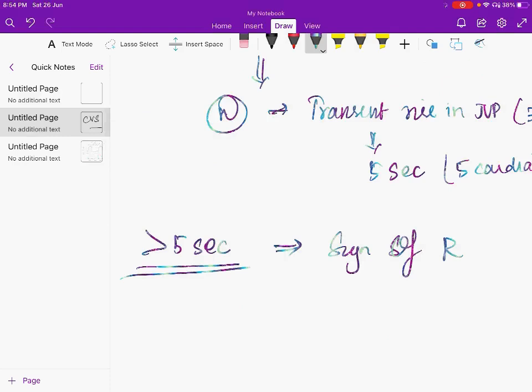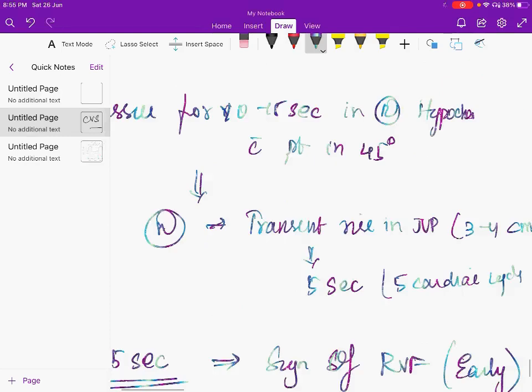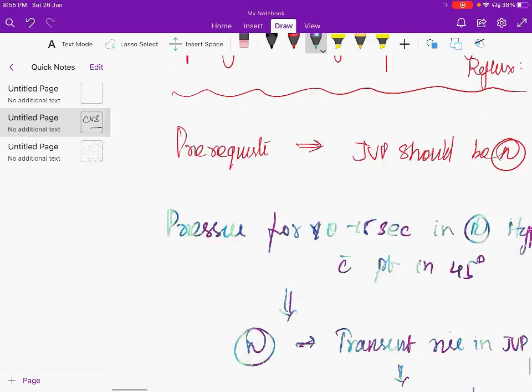Remember, in the late stage of right ventricular failure, your JVP will already be raised and there is no use in doing this hepatojugular reflex. To do this hepatojugular reflex, your JVP should be normal, and this is usually to diagnose early right ventricular failure. Okay. So one more pathology can be there.